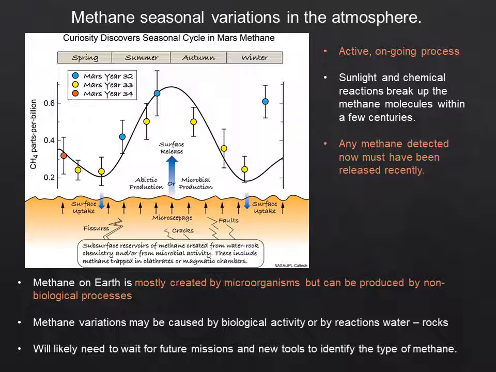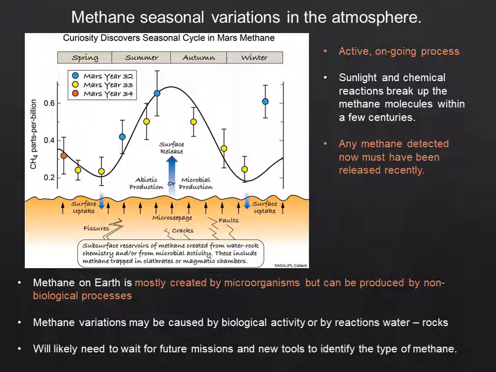Curiosity also detected the presence of another major organic molecule, this time in the atmosphere. This organic molecule is methane. More precisely, it detected seasonal variations of methane in the atmosphere, as illustrated on this graph, where we can see that the concentration of methane starts increasing at the beginning of a Martian summer, and starts decreasing at the beginning of the fall, with the lowest points in the winter and in the spring.